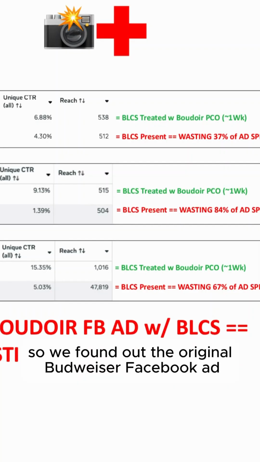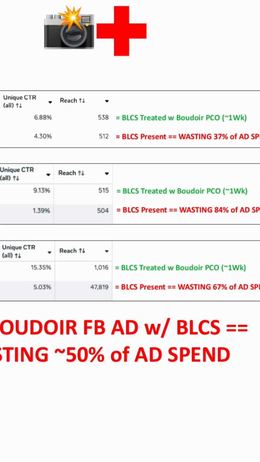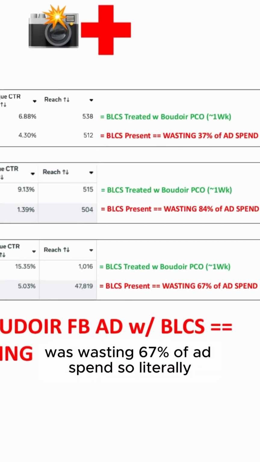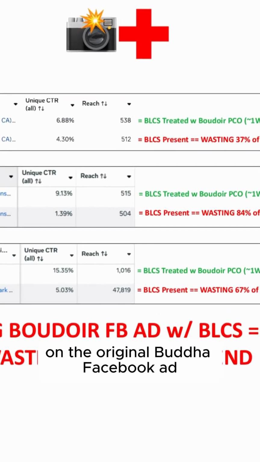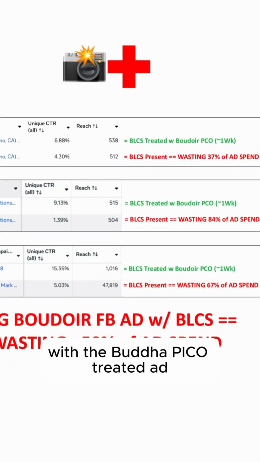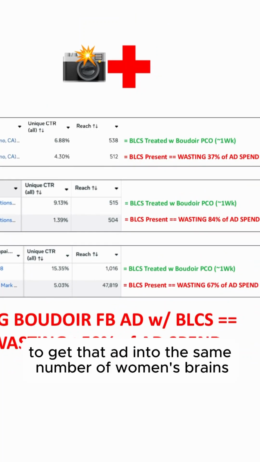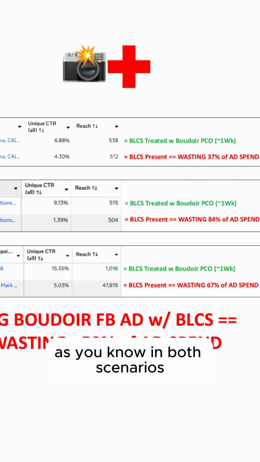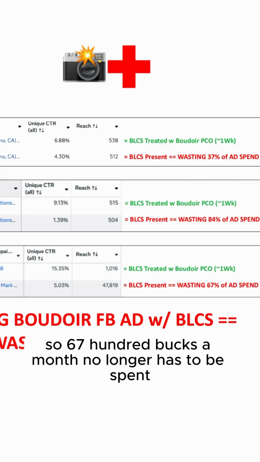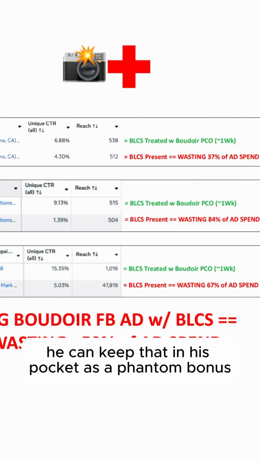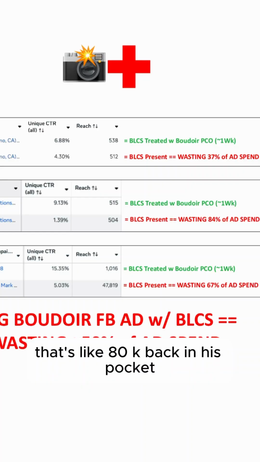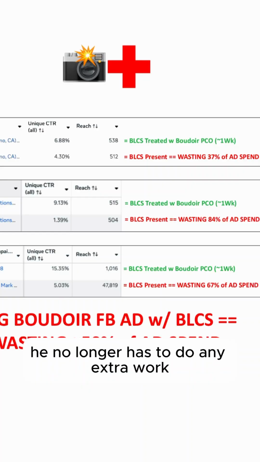So we found out the original Boudoir Facebook ad was wasting 67% of ad spend. So literally, if he spent 10 grand a month on the original Boudoir Facebook ad, he now only has to spend $3,300 a month with the Boudoir PICO treated ad to get that ad into the same number of women's brains in both scenarios. So $6,700 a month no longer has to be spent. He can keep that in his pocket as a phantom bonus, and that's perpetual. Over the next 12 months, that's like $80K back in his pocket, and he no longer has to do any extra work.